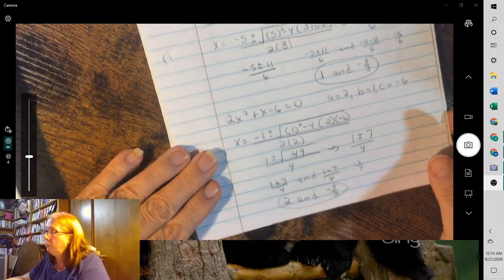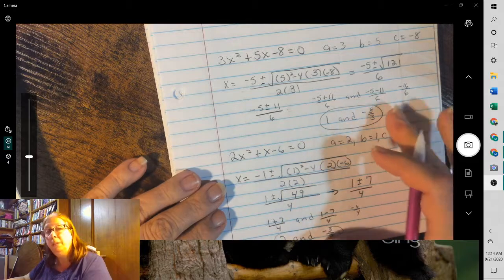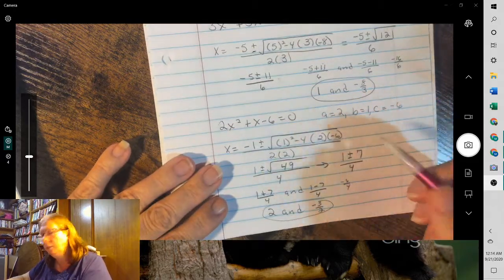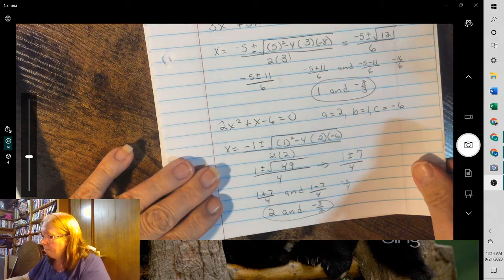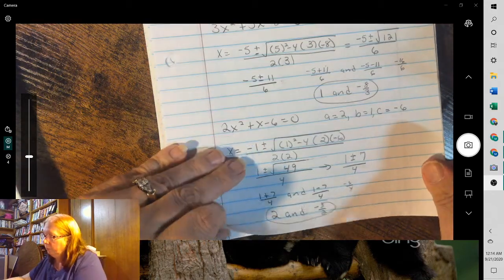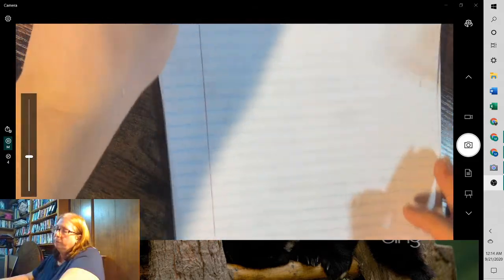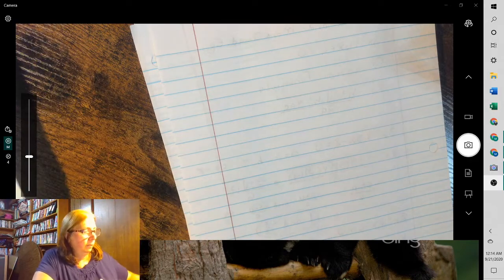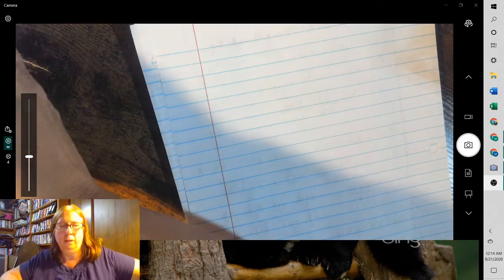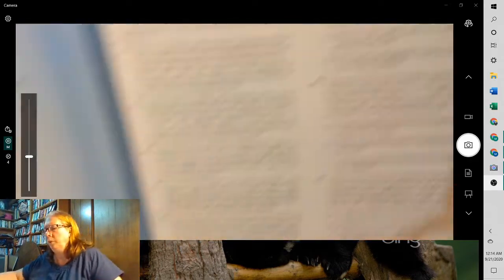So that's how you would use the quadratic formula. Now both of these would have factored, but it's not as easy to factor when there's a number in front. So quadratic formula is a good one. And then we'll look at a couple story problems.